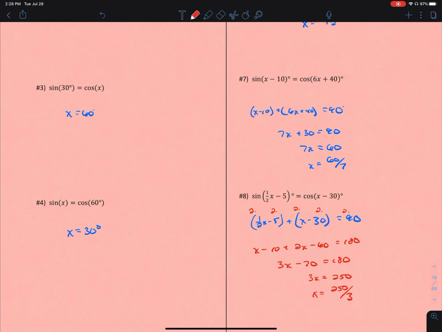To sum up, if sine and cosine are equal, the angles that we're using for sine and cosine must be complementary. You add them up, you get 90. Please do the homework assignment. You should get it done pretty quick.